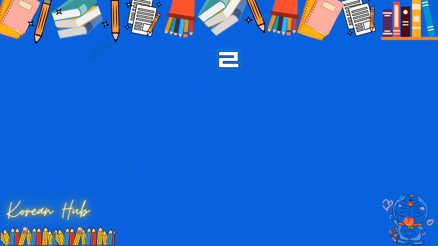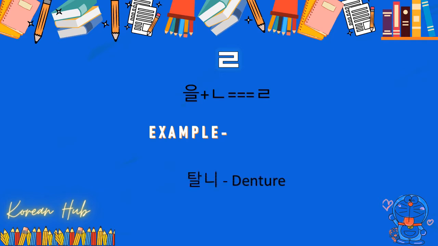The next consonant with which we will perform consonant assimilation is Liyo consonant. When Liyo consonant from the last place of the first character combines with Niyun consonant from the first place of the next character, then the combination produces Lu sound. For example, 탈리.